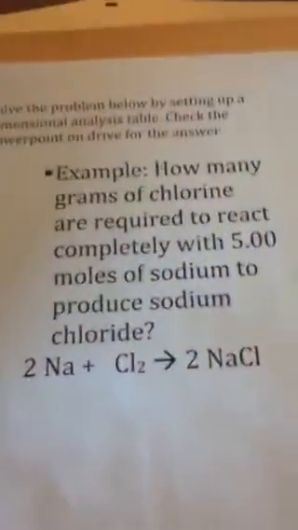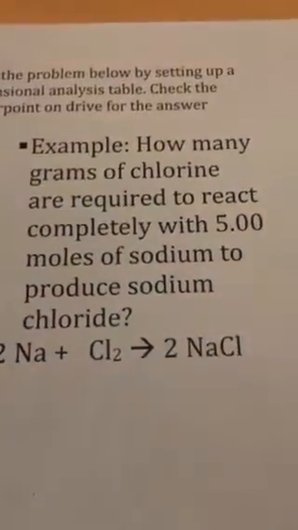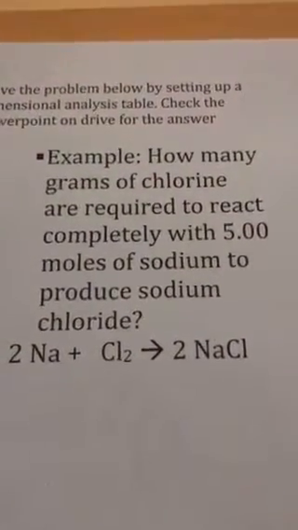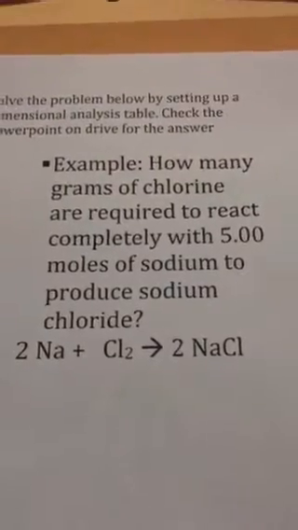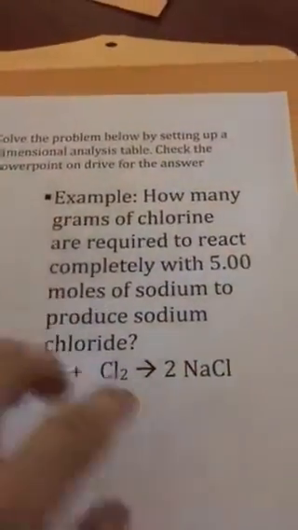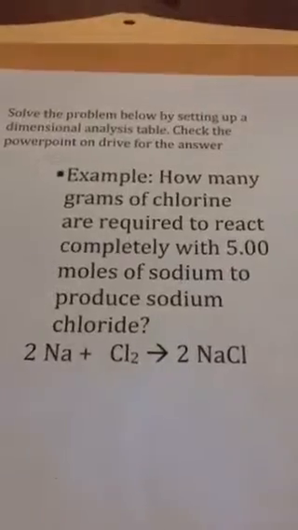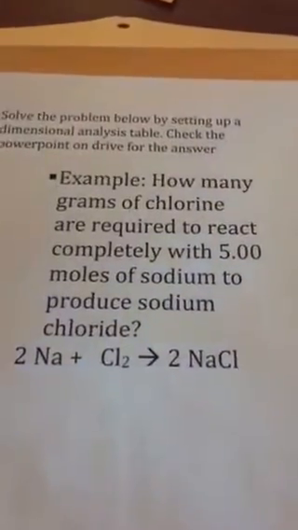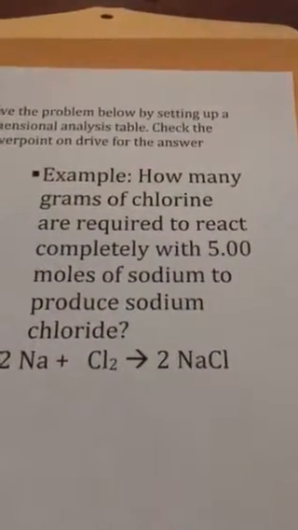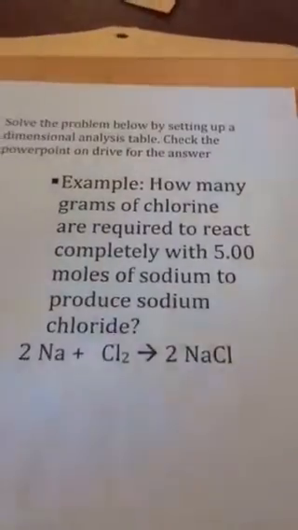Alright, so this particular question asks, how many grams of chlorine are required to react completely with 5 moles of sodium to produce sodium chloride? So what you're doing is going from moles of sodium to grams of chlorine. In the other video we went from grams to moles; in this case, we're going in the reverse order, right? If you have 5 moles of sodium, how many grams of chlorine would you need to make this reaction go?